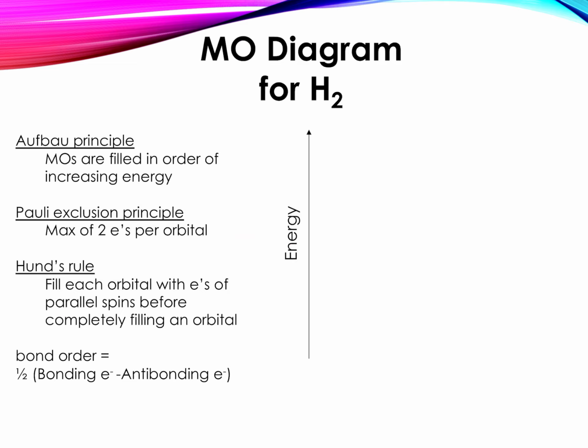And then Hund's rule says we need to fill each orbital with electrons of parallel spins, right? They're all going to be spin up or they're all going to be spin down before completely filling an orbital. So we're going to put one electron in each of these degenerate orbitals before any will get two, and before we can move on to that next energy level.